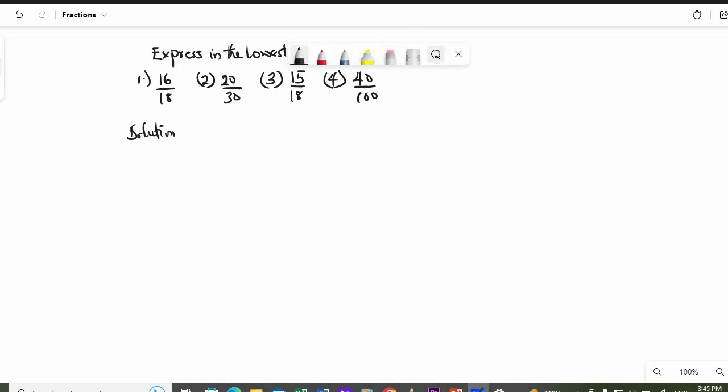Okay, so we start with the first one, which is 16 over 18. Now remember, the first thing we want to do here is to divide by the common factor. And the common factor of 16 and 18 is 2.